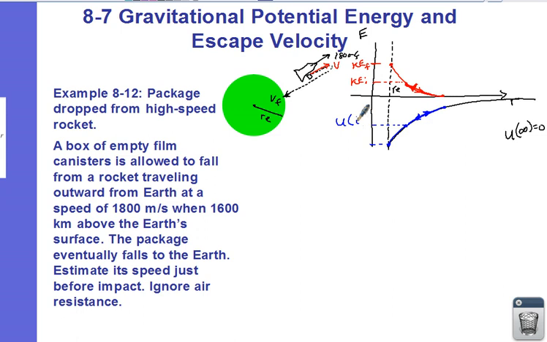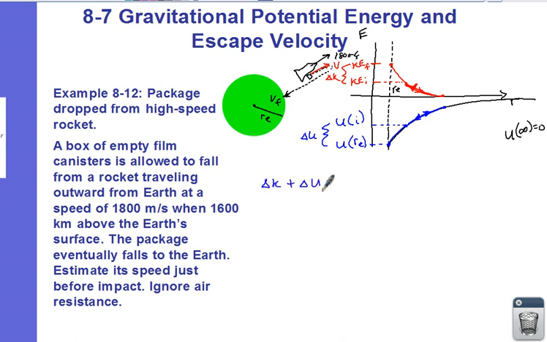So U initial. And this is U final, which would be U at the radius of the Earth. Okay? And so, again, the idea here, conservation of energy, says any changes in potential energy must be offset by changes in kinetic. Now, let's determine that speed using law of conservation of energy.